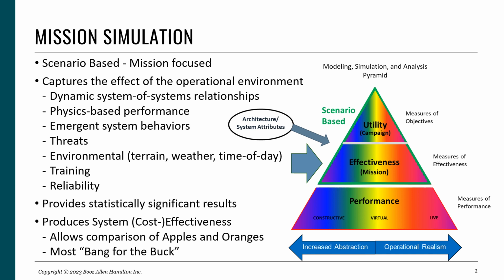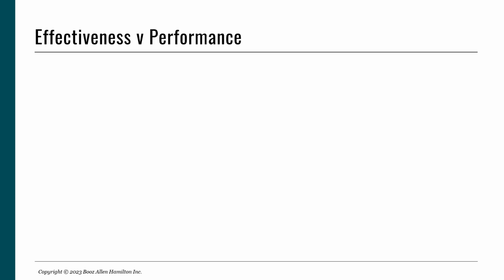Measures of effectiveness, or MOEs, should be the primary means of comparing architectures. Measures of performance, or MOPs, that contribute to the MOEs are merely a consequence. A lot of engineers get this wrong, the difference between performance and effectiveness.